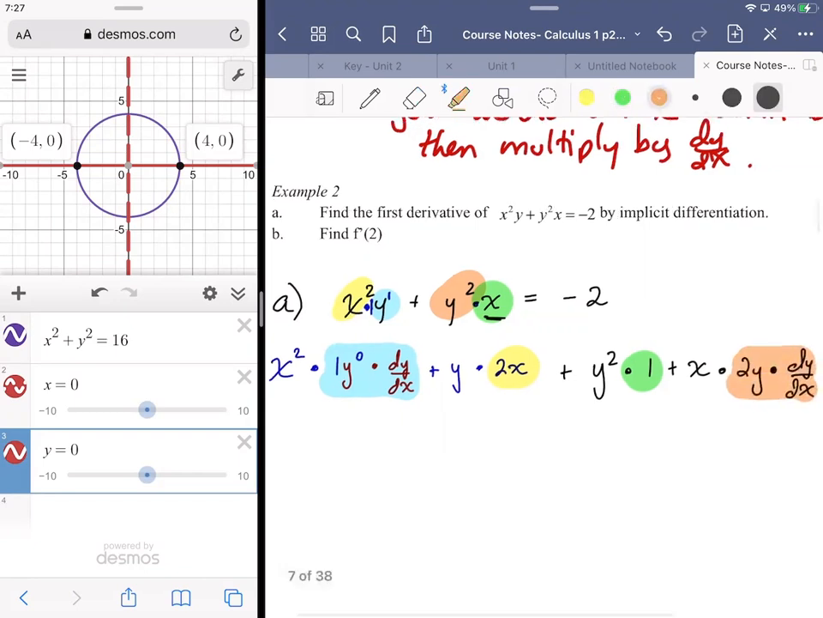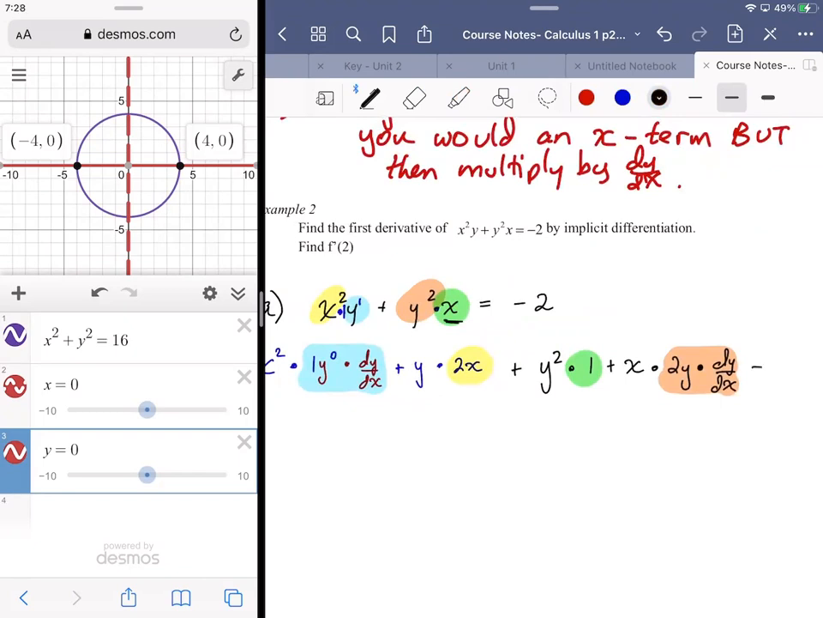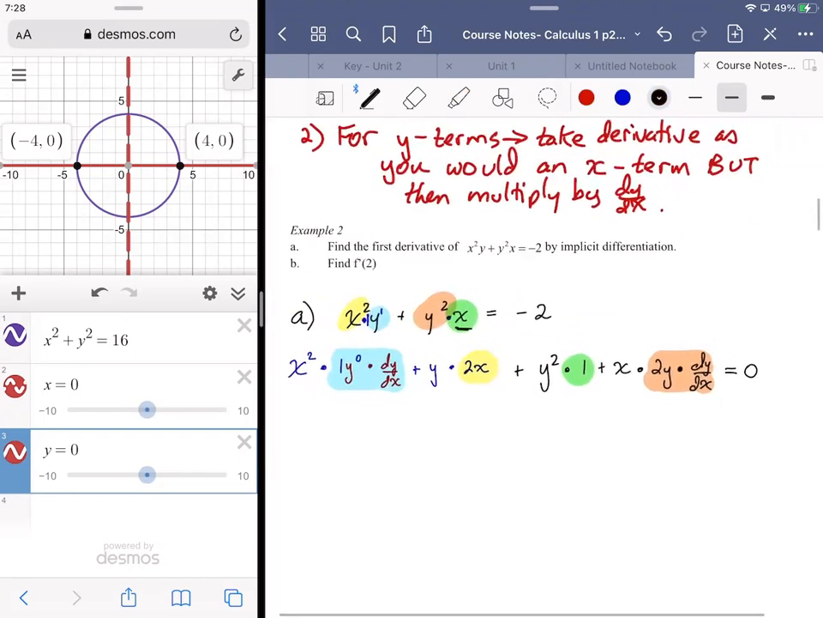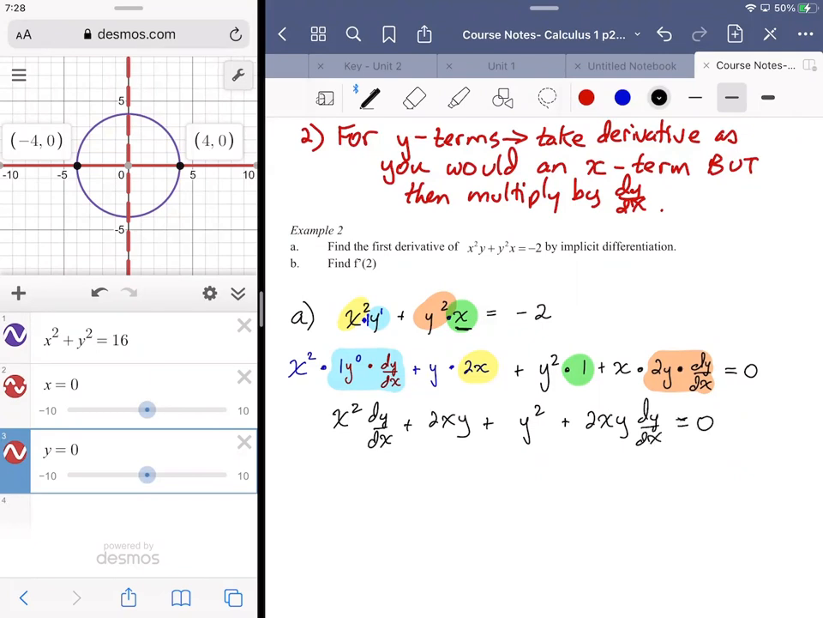It's conceptual versus procedural. This is procedural. The right-hand side is constant. Constant goes to 0. So this is a derivative equation, also known as a differential equation. But we can clean it up further by getting rid of anything that doesn't need to be there, like the y to the 0th power. So x squared dy dx plus 2xy plus y squared plus 2xy dy dx is equal to 0. Now what we need to do is solve this for dy dx.